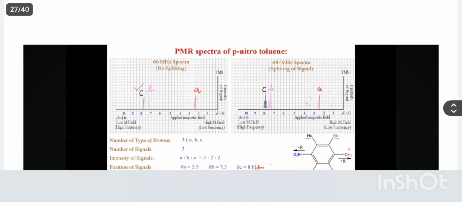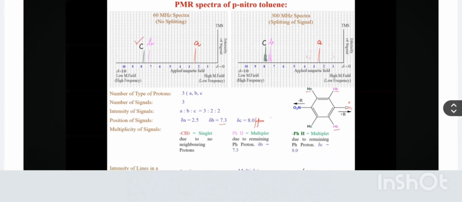PMR spectra of para-nitrotoluene. Number of types of protons: 3 (A, B, C). Number of signals: 3. Intensity of signals A:B:C is 3:2:2. Position of signals: 2.5, 7.3, 8.0. CH3 is a singlet due to no neighboring protons. The phenyl H's (B and C) are multiplets due to the remaining phenyl protons. Intensity of lines in a multiplet is in ratio.